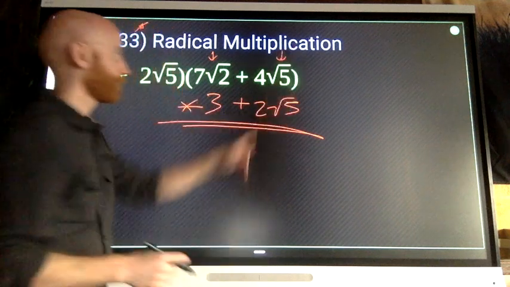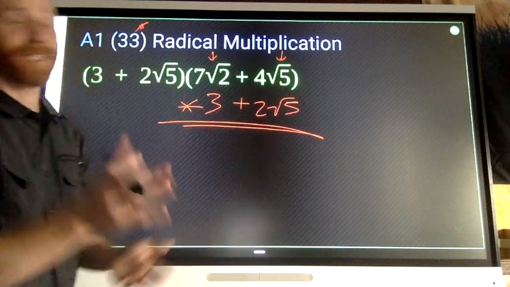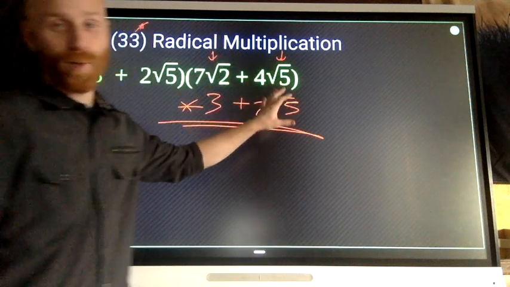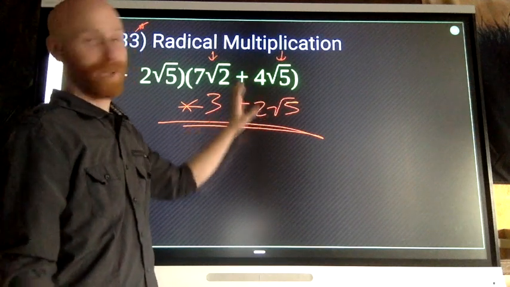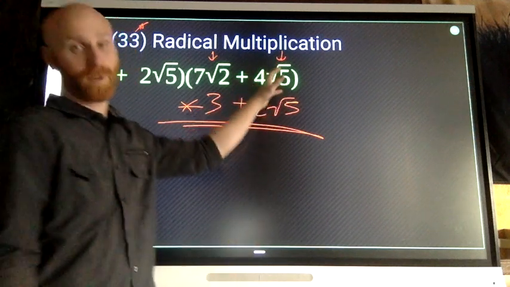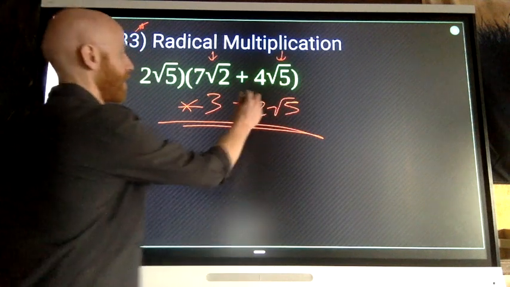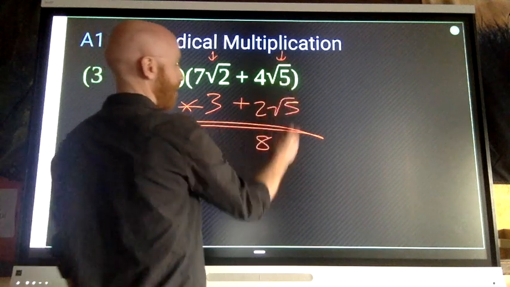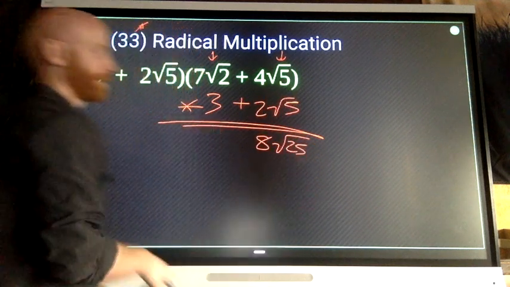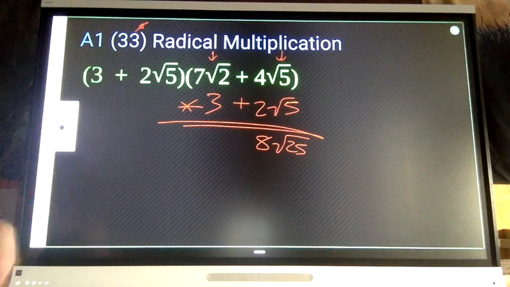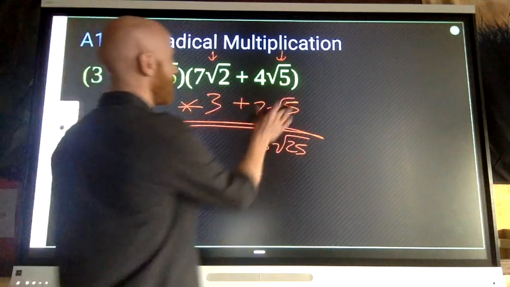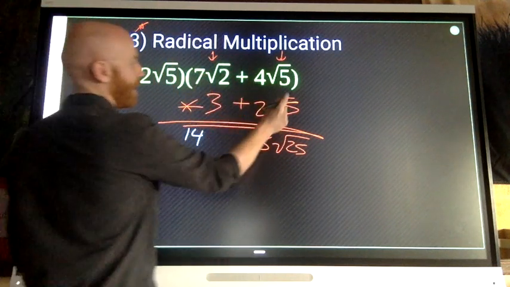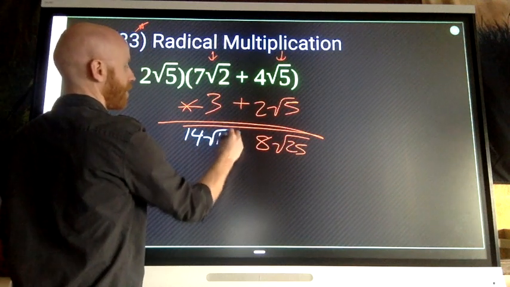The initial multiplication is not too tough. The coefficient multiplies the coefficient, roots multiply roots. So when I'm doing 2 square root of 5 times 4 square root of 5, we get 2 times 4 is 8, and square root of 5 times square root of 5 is the square root of 25. Then I'm going to go 2 square root of 5 times 7 square root of 2. So 2 times 7 is 14, and square root of 5 times square root of 2 is square root of 10.